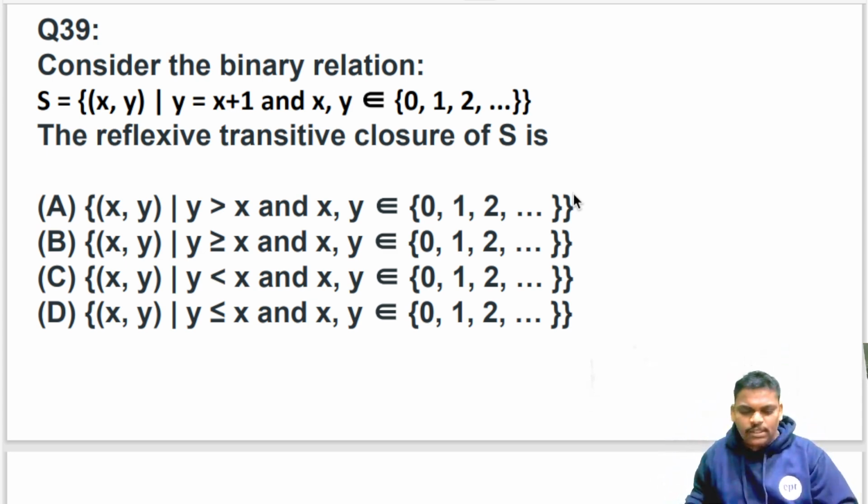See, 1, 2. 1, 2, 2, 2. 2, 2 cancel. So 1, 2. Next one, 1, 8. In the R1, 1, 8. In the R2, starting with 8, 8, 2. 8, 8 cancel. So 1, 2.